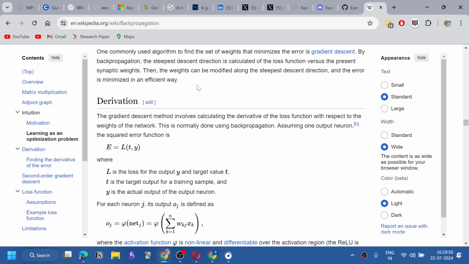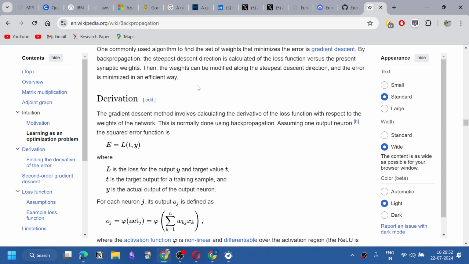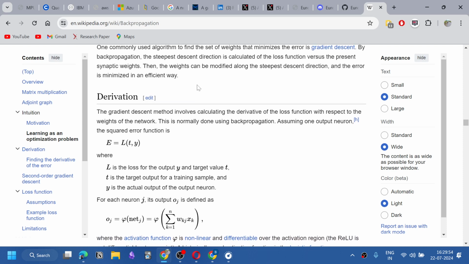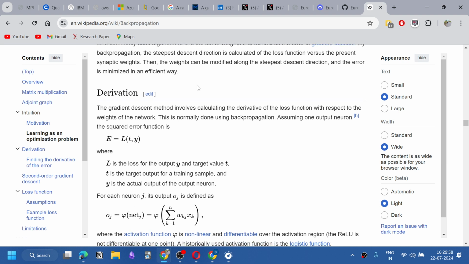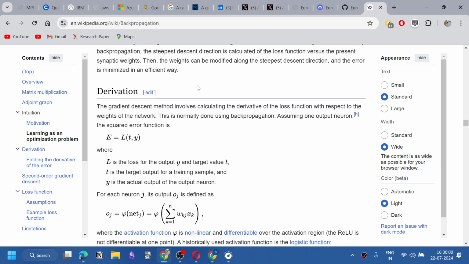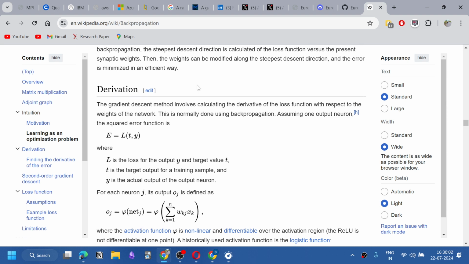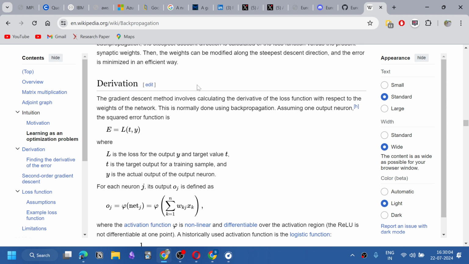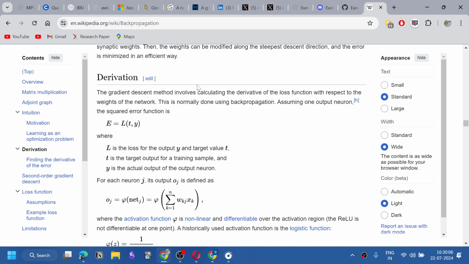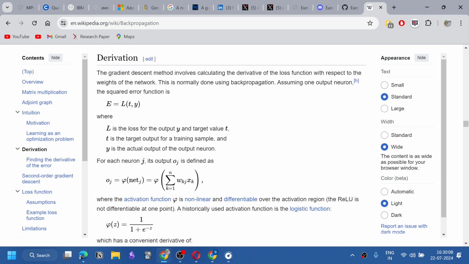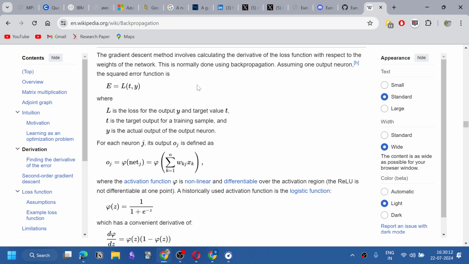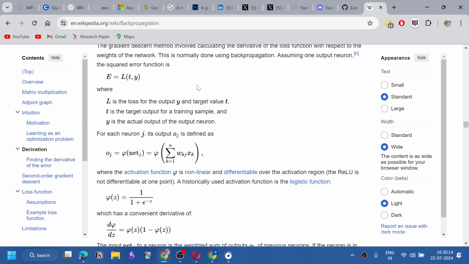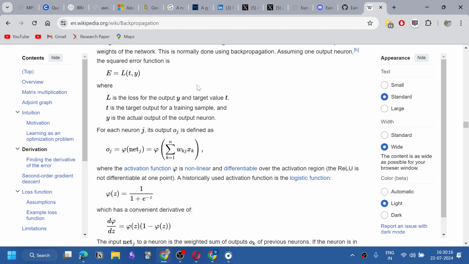One commonly used algorithm to find the set of weights that minimizes the error is gradient descent. Essentially, based on the descent direction, the gradient of the loss function with respect to the weights is calculated, and then the weights can be modified along the gradient-based descent direction. The method involves calculating the derivative of the loss function with respect to the weights of the network. This is normally done using backpropagation.